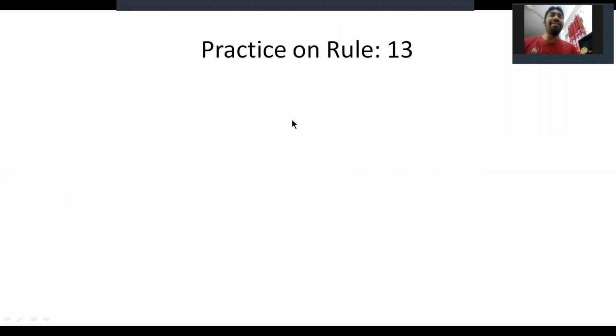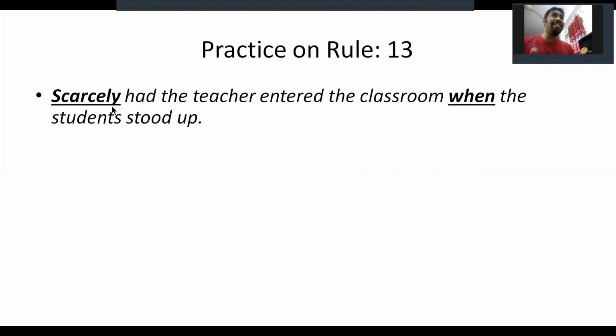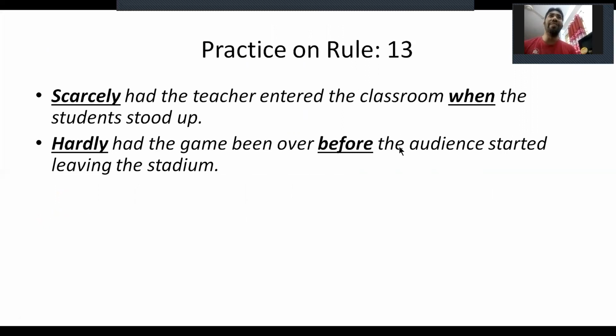Now, some practices for you to be done at home based on rule 13. The first one is in complex form. You need to make this sentence simple and compound. The second one, hardly had the game been over before the audience started leaving the stadium. This one is in complex. You need to make this sentence simple and compound.